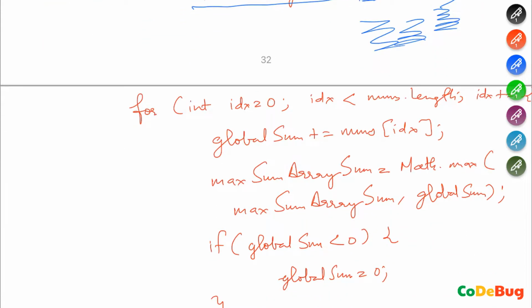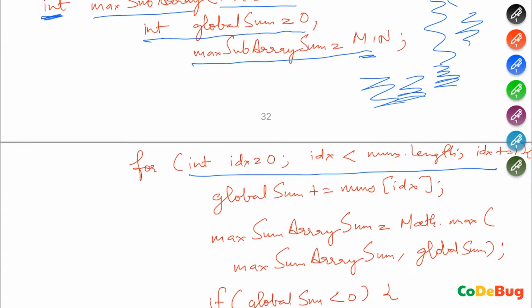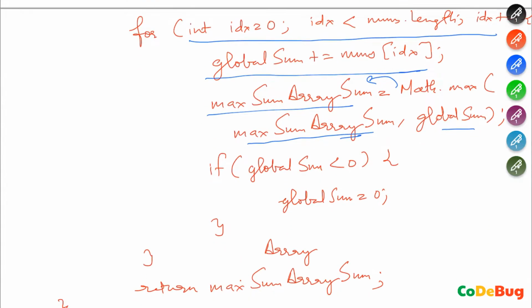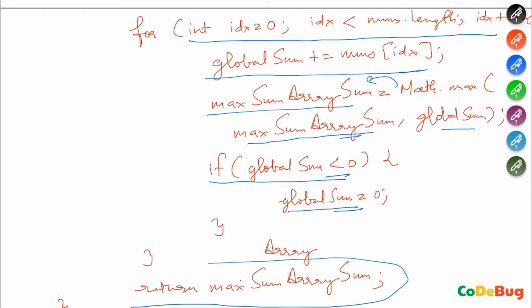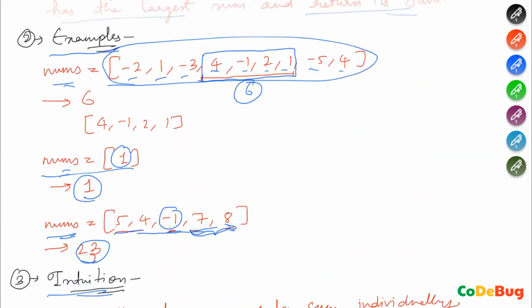We start from 0 to the end of the array, and then we add the current number to the global sum. For the maximum subarray sum, we check which one is greater between the maximum subarray sum and the global sum, and we assign it back to the maximum subarray sum. And then we reset the global sum: if the global sum is less than 0, we reset it to 0. And then finally, we can return this maximum subarray sum. So this concludes our problem, maximum subarray sum.